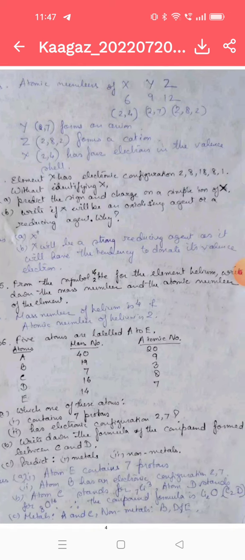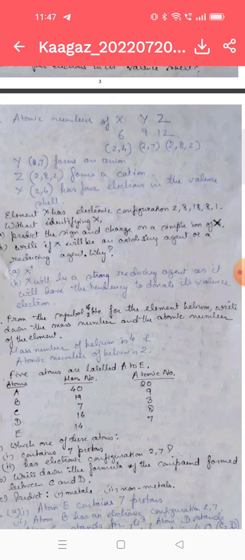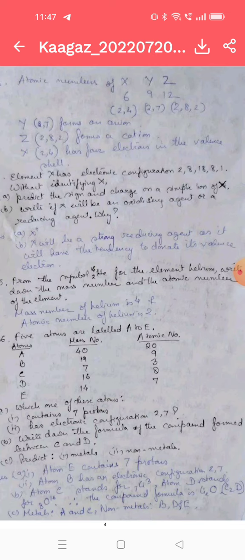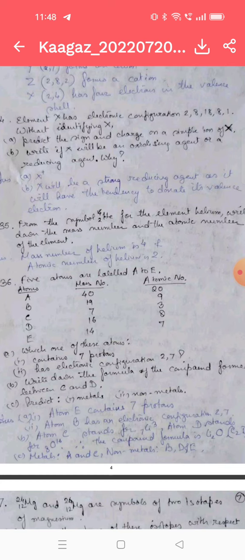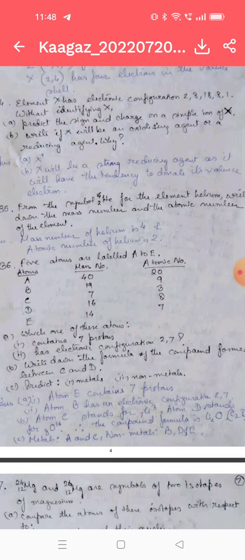Now from the symbol helium 4-2 for the element helium, write down the mass number and the atomic number of the element. The mass number of the element is 4 and the atomic number of helium is 2. Now 5 atoms are labeled A to E. The mass number of A is 40, atomic number 20; B 19, atomic number 9; C 7, atomic number 3; D 16, atomic number 8; E 14, atomic number 7.